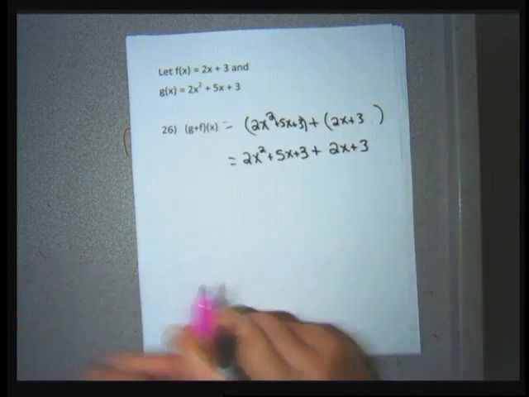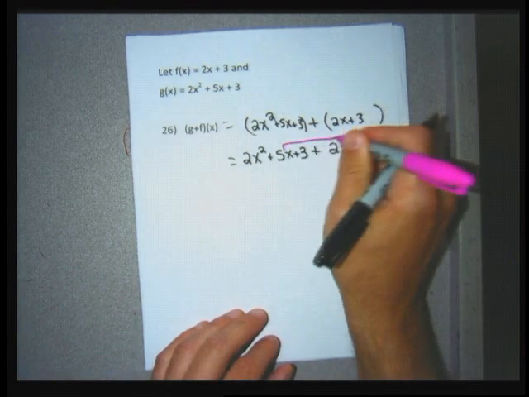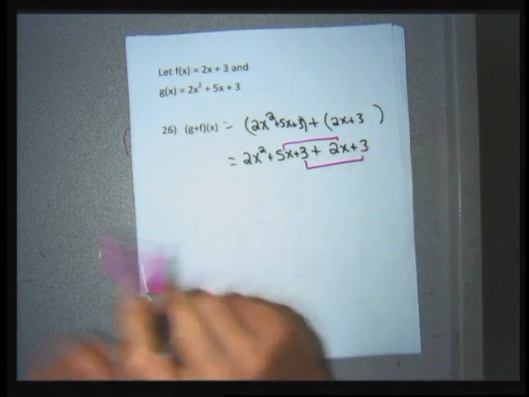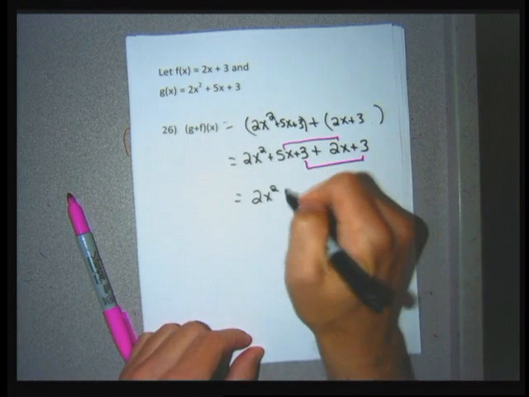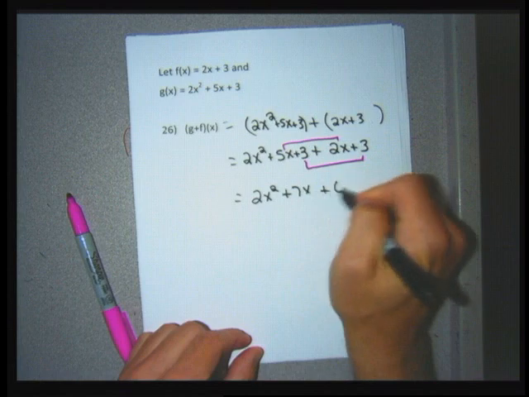And now I'm going to combine like terms. I'm going to combine a 5x and a 2x and a 3 and a 3. I'm going to leave the 2x squared alone. 5x plus 2x is 7x. 3 plus 3 is 6.